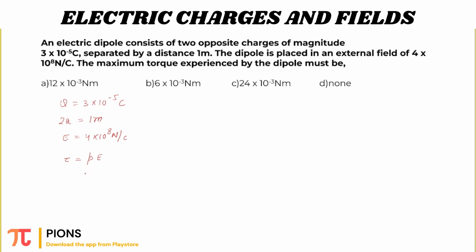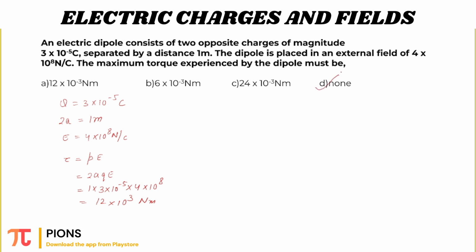So it will be PE. P here is 2aq, so 2aqE, and 2a is nothing but 1, q is 3 × 10^-5. Electric field E value is 4 × 10^8. So it will be how much? 4 3s are 12, and 10 to the power 8 minus 5, that's 3. So it's minus 3 here given, so the correct option should be option D, none.